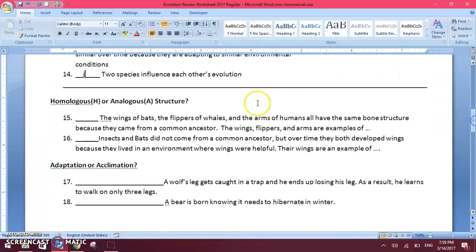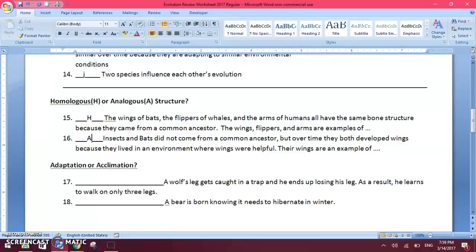All right, so moving on here, homologous and analogous. Remember, homologous come from a common ancestor, analogous do not. So 15 here, it tells you that the wings of bats, the flippers of whales, arms of humans all come from a common ancestor. So this is going to be homologous. All right. Insects and bats didn't come from a common ancestor, but they both developed wings. This would be an example of analogous.